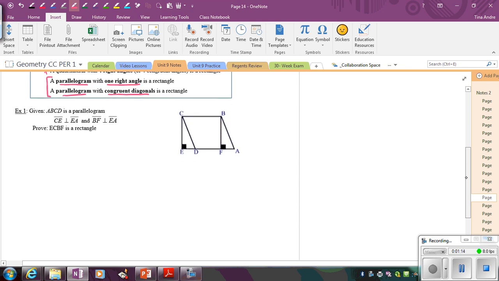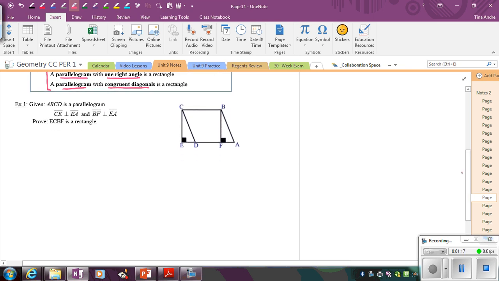The first thing here, we are given a parallelogram. We're given ABCD is a parallelogram. Since we're given it's a parallelogram, we can use any of the parallelogram properties, or we can state any of those parallelogram properties. And then we also have some perpendicular lines. We are trying to prove that it's a rectangle.